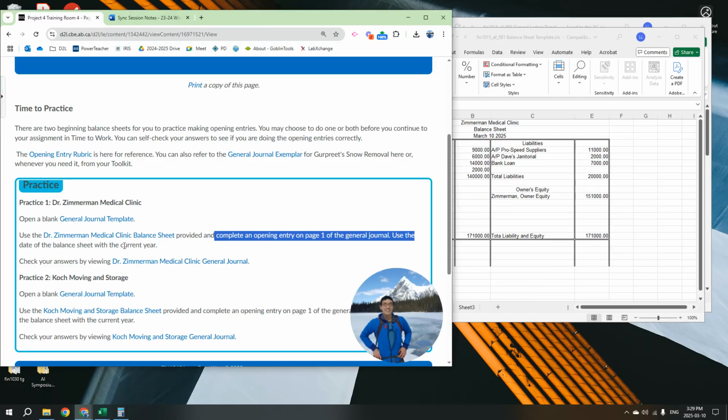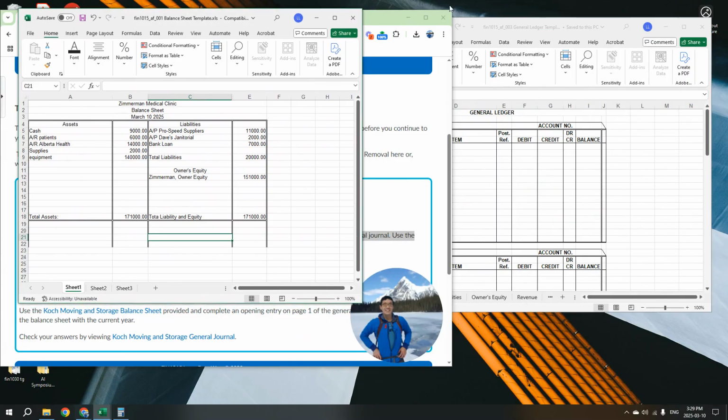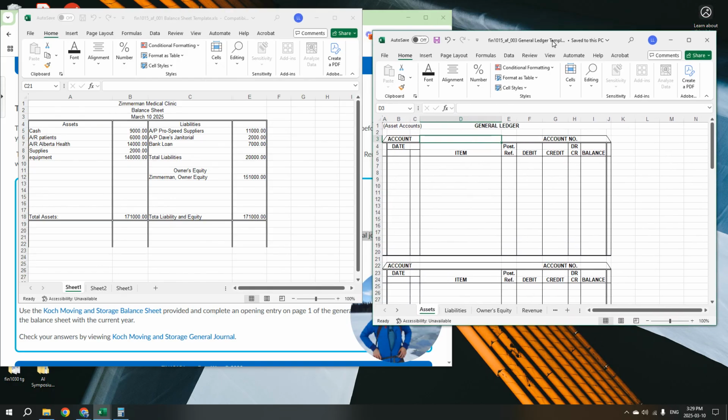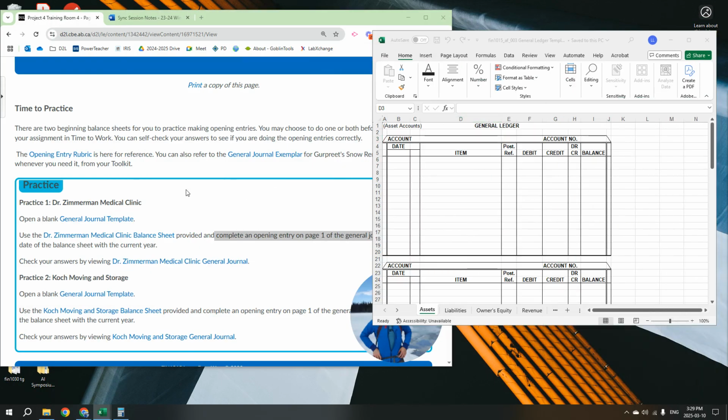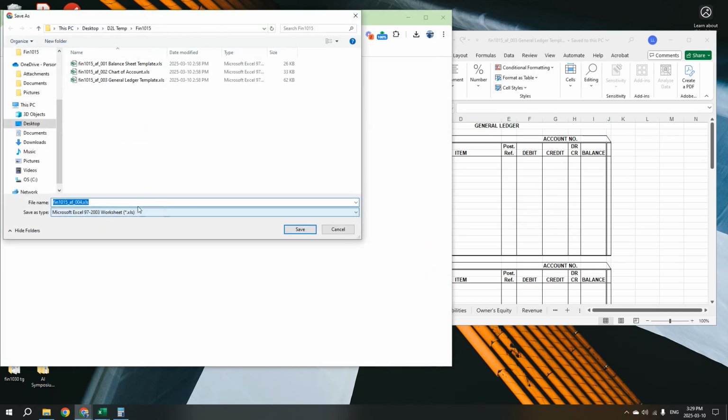We're going to complete an opening entry on page 1 of the general journal, and we use the balance sheet with our current year. So here we go. We're going to do this side by side. We don't need the general ledger. I need the journal template. Never mind. Let's try that again.